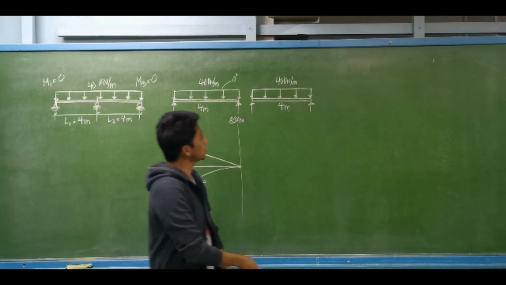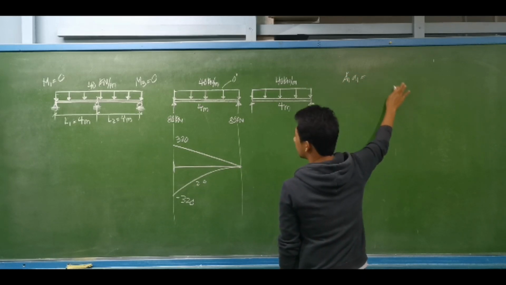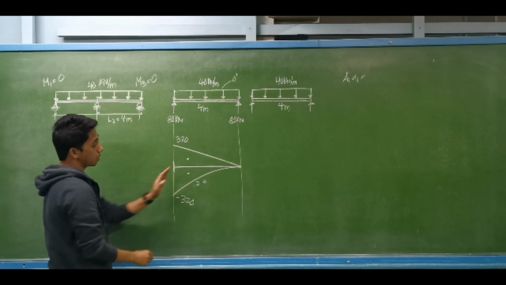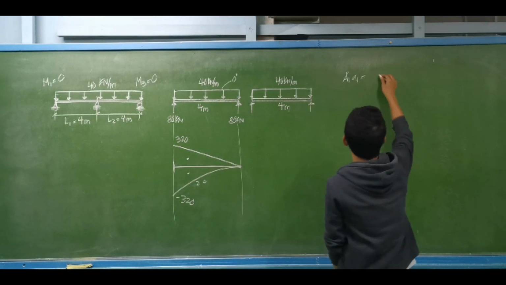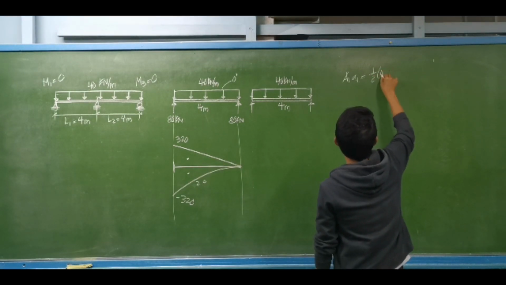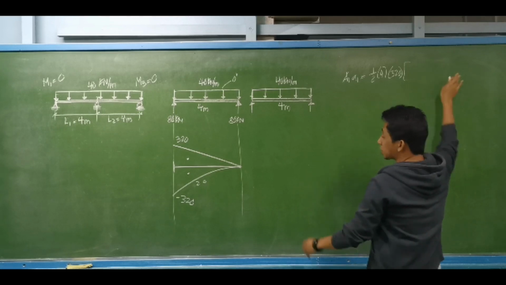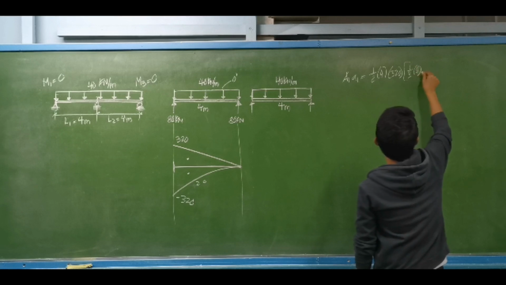Alright, let us compute the statical moment area of the left span, A1. All we have to do is locate the centroids with respect to the left end. For the positive area, there is 1/2 times the base of 4 times 320. Its centroid with respect to the left end, since it is a triangle, is 1/3 of 4.